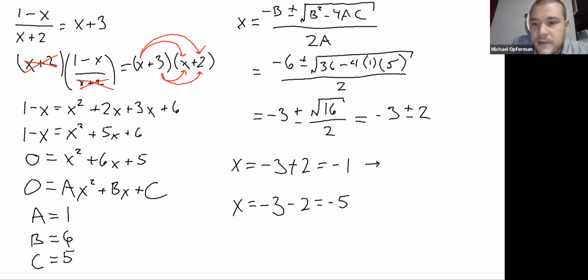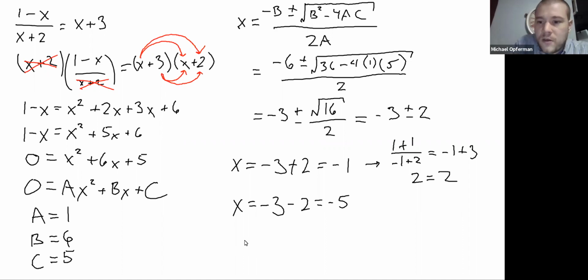So if I plug this back into the original equation just to check my answer, I'm going to have 1 plus 1 over x plus 2, so that's negative 1 plus 2, equals x plus 3, so that's negative 1 plus 3. Sorry, 1 plus 1 is 2, divided by 1, equals 3 minus 1, which is also 2. So this gives me 2 equals 2. So that works.